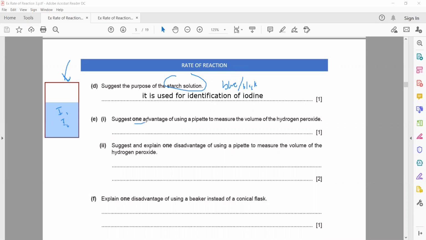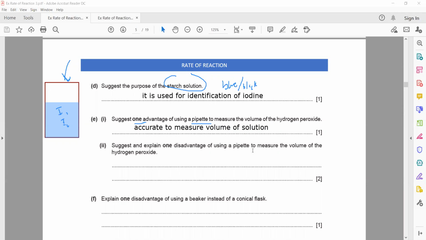What is the advantage of using a pipette? Pipettes are more accurate, so they are accurate for measuring volume. If we are measuring the volume of a solution, we can use a pipette or burette, which are accurate.